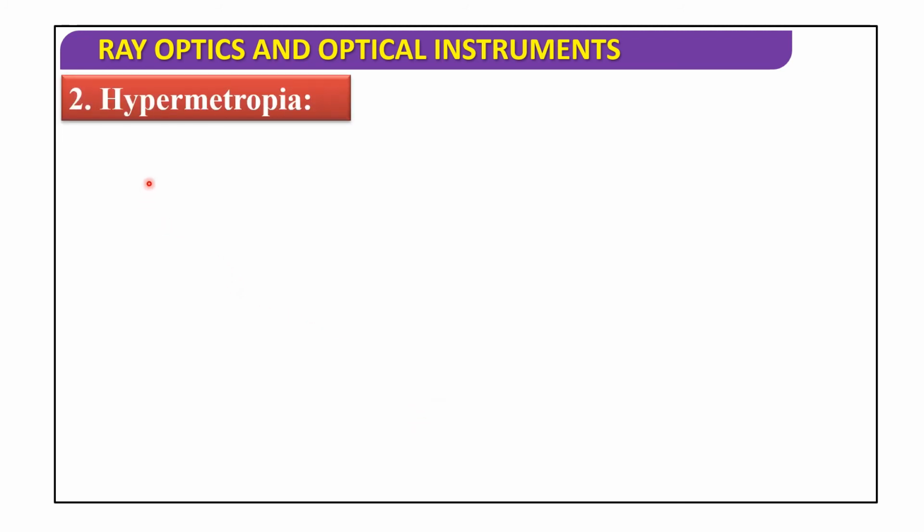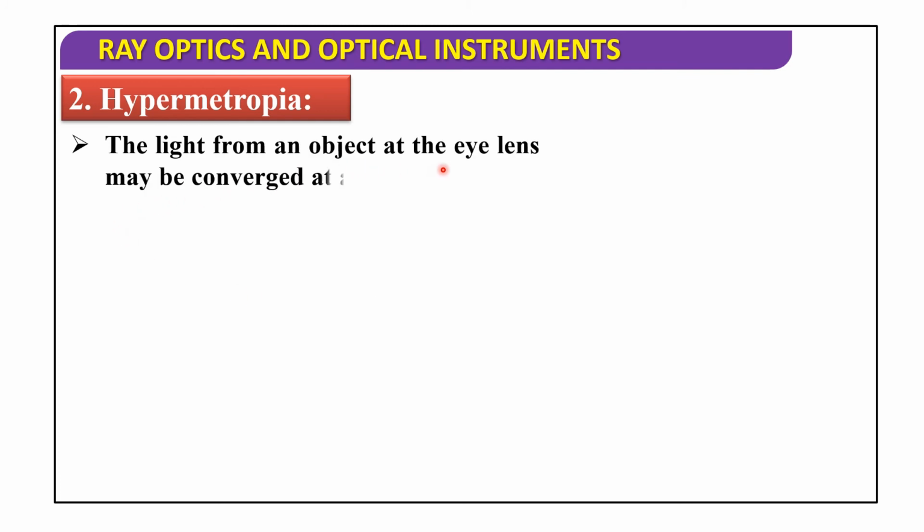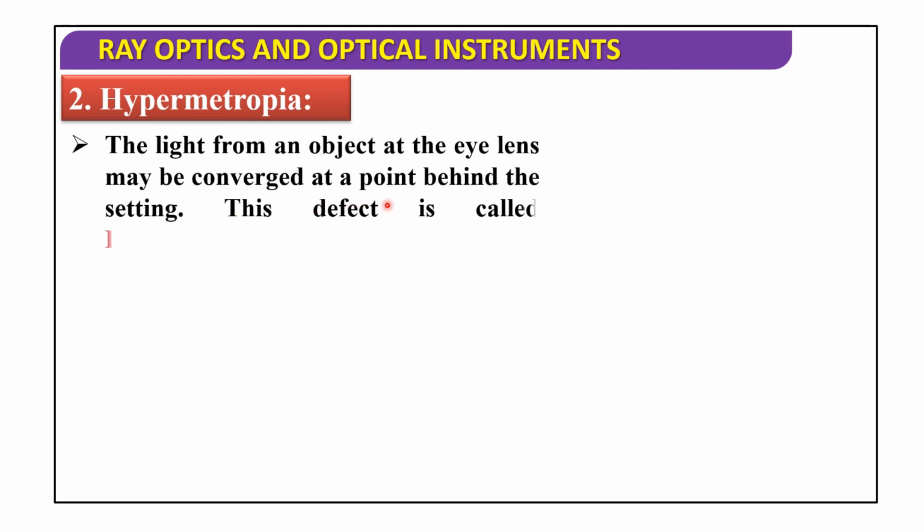Now I'll discuss hypermetropia. The light from an object at the eye lens may be converged at a point behind the retina. So this defect is called hypermetropia or long-sightedness. Here in hypermetropia, some people can see the long distances but they cannot see the short distances clearly. So that's why here for correction we are using convex lens in hypermetropia.